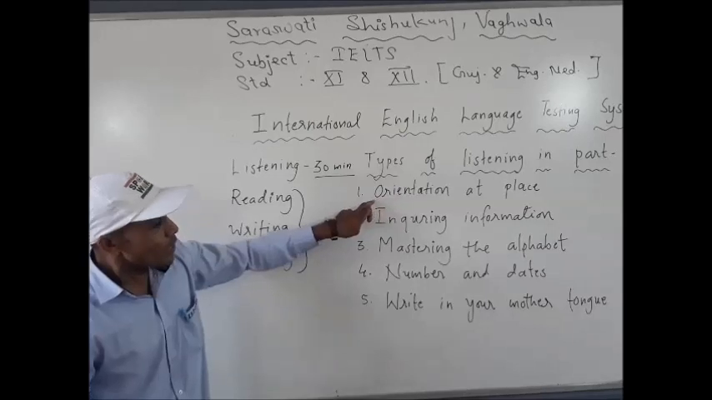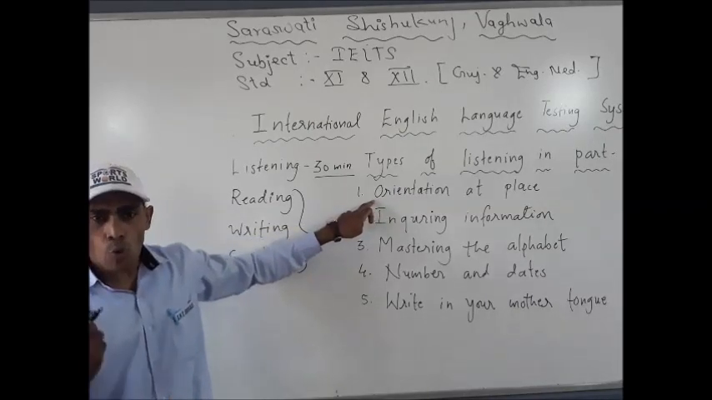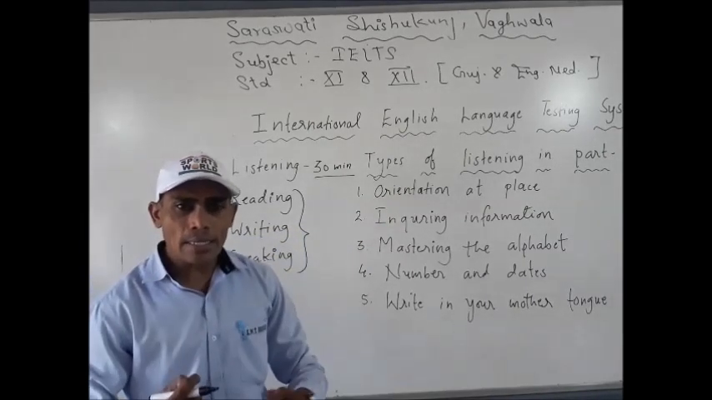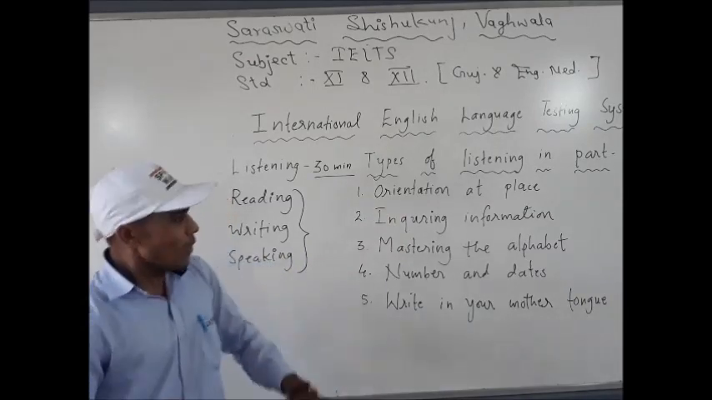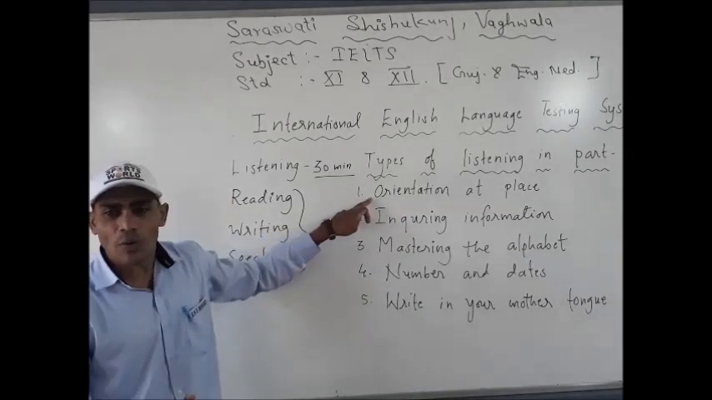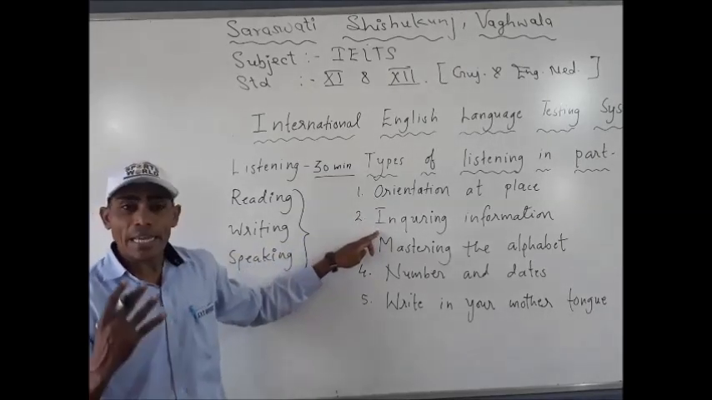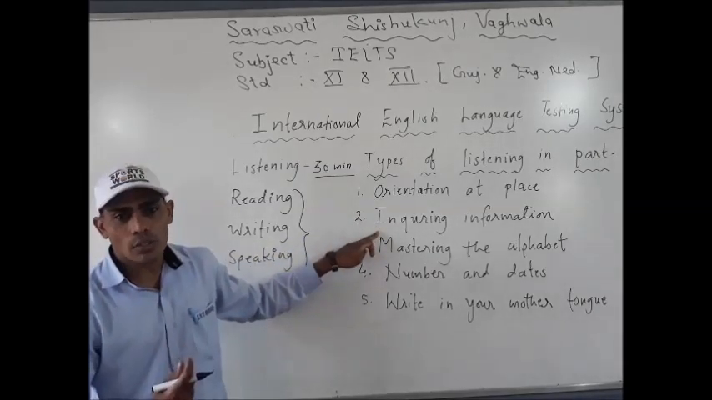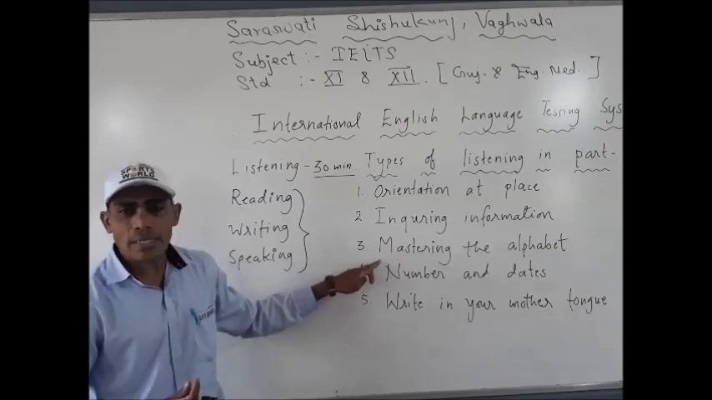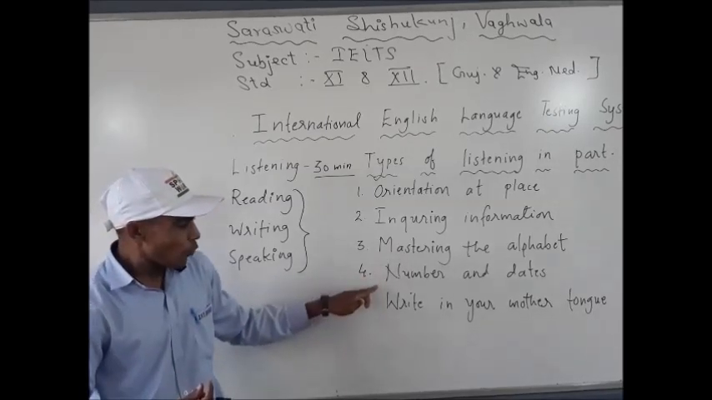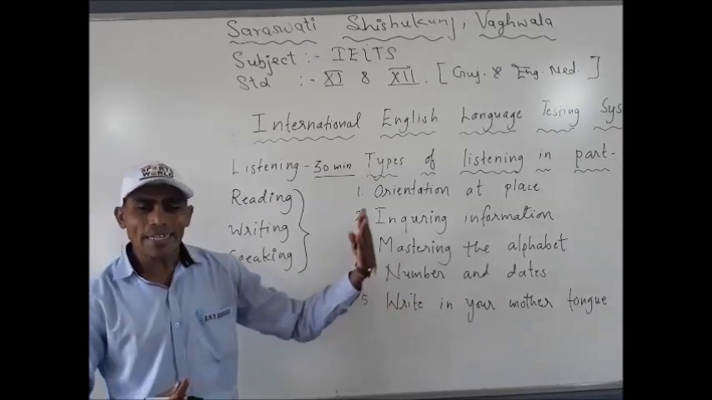First we have orientation at place. When you open any IELTS listening of part 1, you will get these types of questions. The first one is orientation at place. The second one is inquiring information. The third one, mastering the alphabets. And the fourth we have numbers and dates.